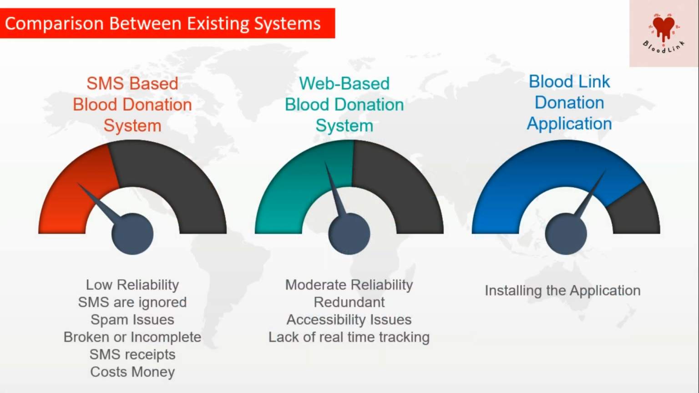Now, moving on to the next slide, it's a comparison between the existing systems. First off, the SMS-based blood donation system has very low reliability. The SMS might be ignored, there will be spam issues, and it will cost money. Secondly, the web-based blood donation system has moderate reliability, and the problems associated with it are redundancy and a lack of real-time tracking. And finally, our BloodLink app has the highest reliability. The only issue is that we have to install the application.